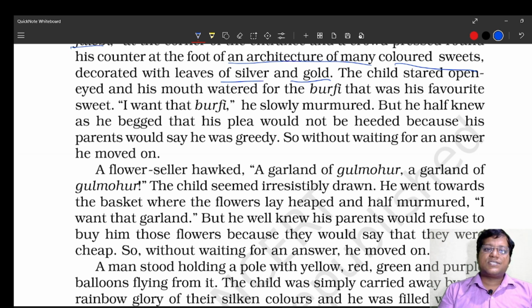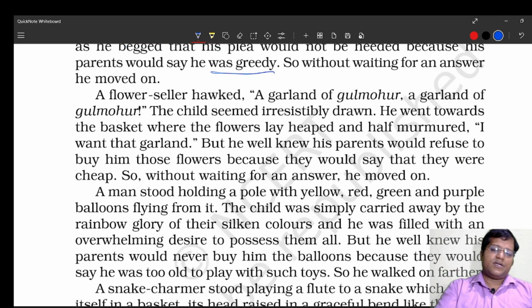The child stared open-eyed, and his mouth watered for the burfi. Burfi was his favorite food. So after seeing the sweet burfi, his mouth watered, and he slowly murmured, "I want that burfi." Murmured means to speak in a very low sound, generally in the mind. But he half knew as he begged that his plea would not be heeded, because his parents would say he was greedy.